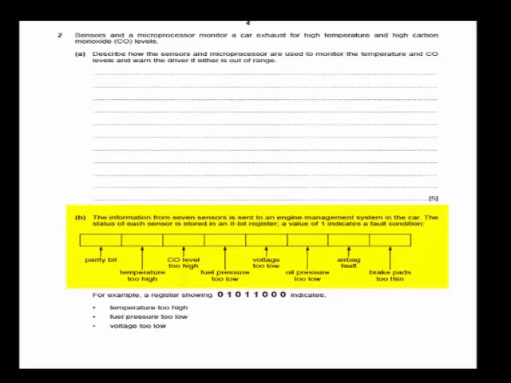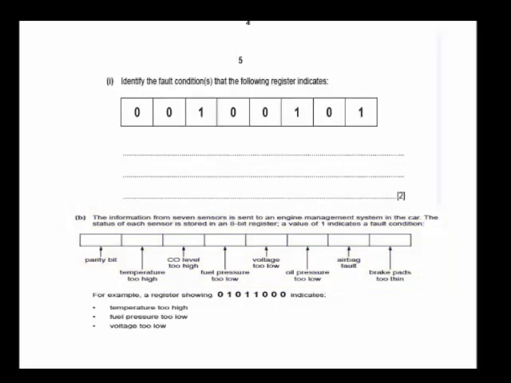So here an 8-bit binary register is given, and under each bit place a status is defined. Remember, if the bit is 1, the current status is active or the condition is true. According to the question, you just need to write the fault conditions which are currently happening. So let's solve part 1 of this question, in which we identify the fault conditions that the following register indicates. Here an 8-bit register is given, and you just need to place these bits in the status-defined register. And remember, 1 indicates a fault condition.